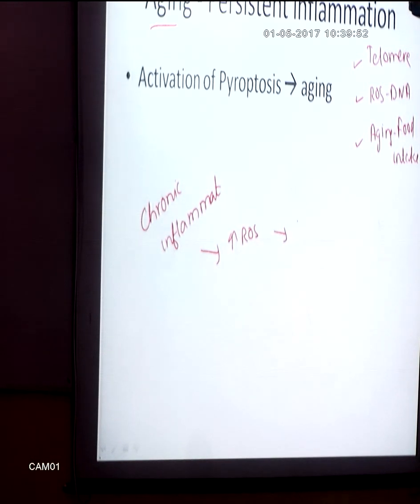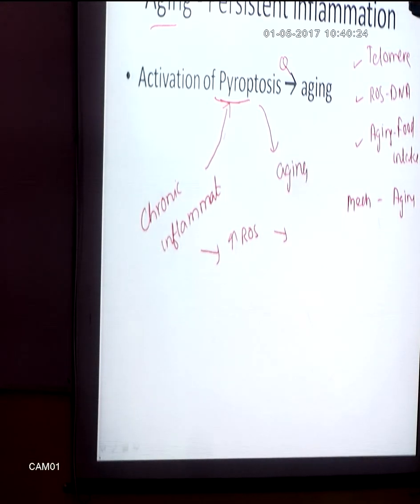What's new in this? They propose that the chronic inflammation will activate the process of pyroptosis. That's an MCQ point. Which mechanism of cell death is involved in the aging process? The answer should be pyroptosis. If a question is asked in future, the answer should be pyroptosis. What is proposed is that chronic inflammation activates pyroptosis, which causes aging.